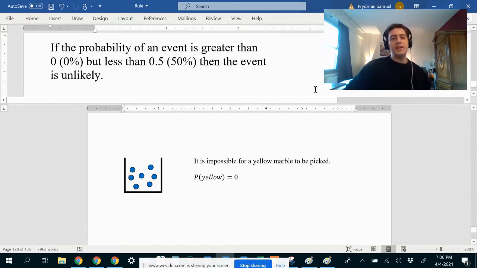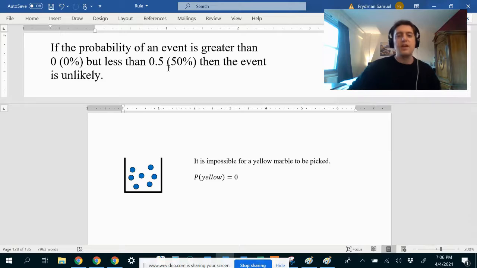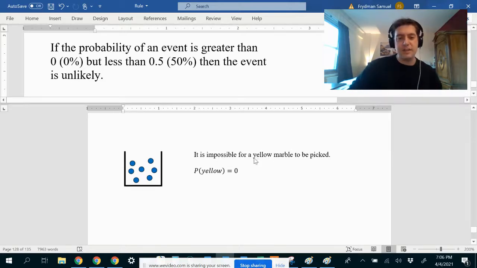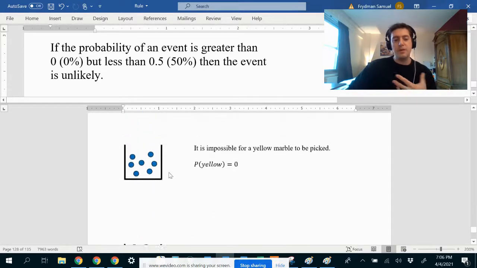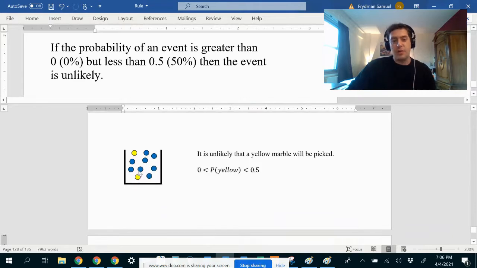If the probability of an event is greater than 0, but less than 0.5, or as a percent, 50%, so it's bigger than 0, but it's still less than 0.5, then the event is unlikely. So for example, over here, you can see that I have another box with a bunch of marbles in it. Some of the marbles are blue, some of the marbles are yellow. You can see that there are more blue marbles than yellow marbles. But unlike before, I do actually have some yellow marbles this time.